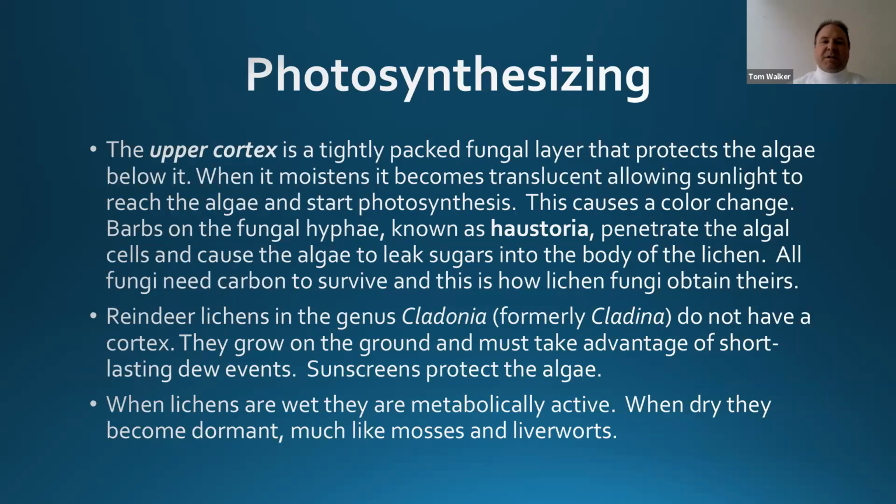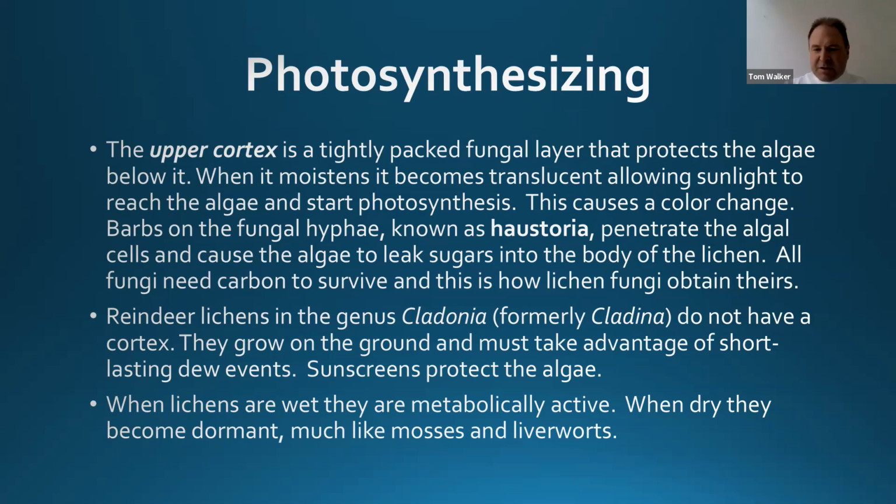So photosynthesis. In a lichen, many lichens have an upper cortex, and that is a tightly packed fungal layer that protects the algae below it. When it moistens, it becomes translucent, and this allows sunlight to reach the algae and start photosynthesis. And this will cause a color change. In green algae, you'll tend to turn the lichen to more of a green color. So there's barbs on the fungal hyphae, and they're known as haustoria. And what they do is they penetrate the algal cells, and they cause the algae to leak sugars into the body of the lichen. And so all fungi need carbon to survive, and this is how lichens get their carbon.